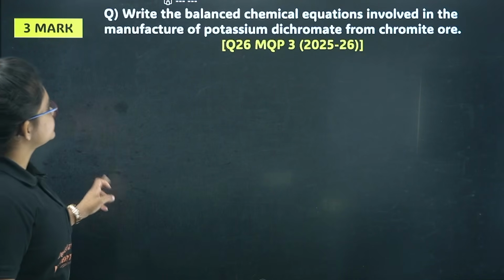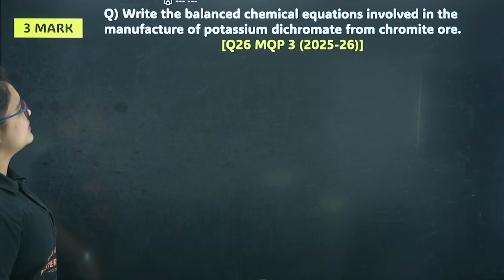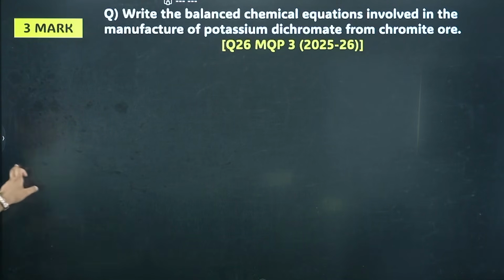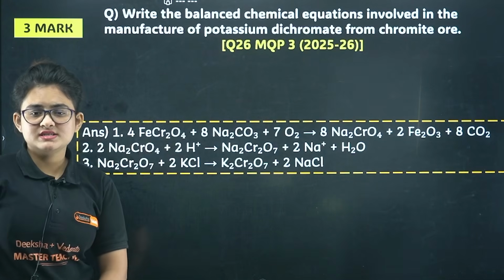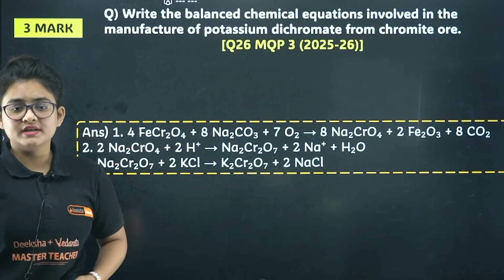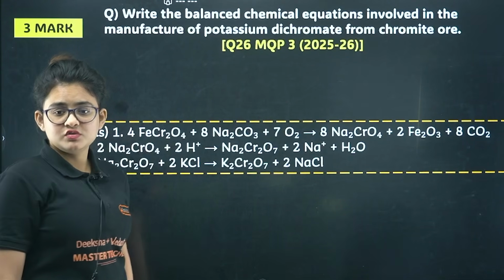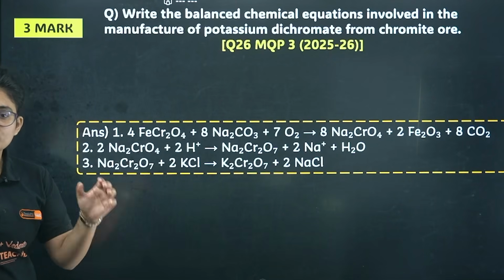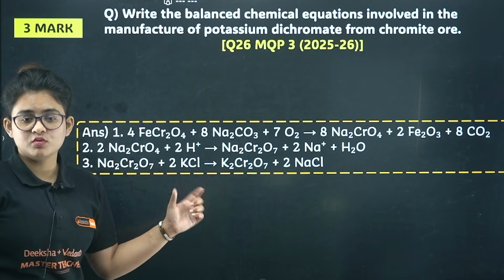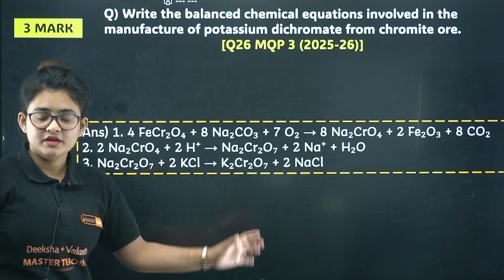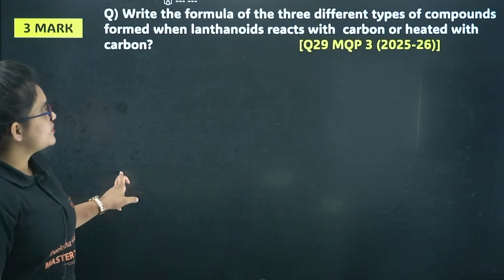Let's proceed. Write the balanced chemical equation involved in the manufacture of potassium dichromate from the chromite ore. So first, as you know, you just have to heat FeCr2O4, that is chromite, with Na2CO3. You will get sodium chromate. Sodium chromate on being treated with acid, you will get sodium dichromate. Sodium dichromate, you have to treat this with KCl. You will get K2Cr2O7.